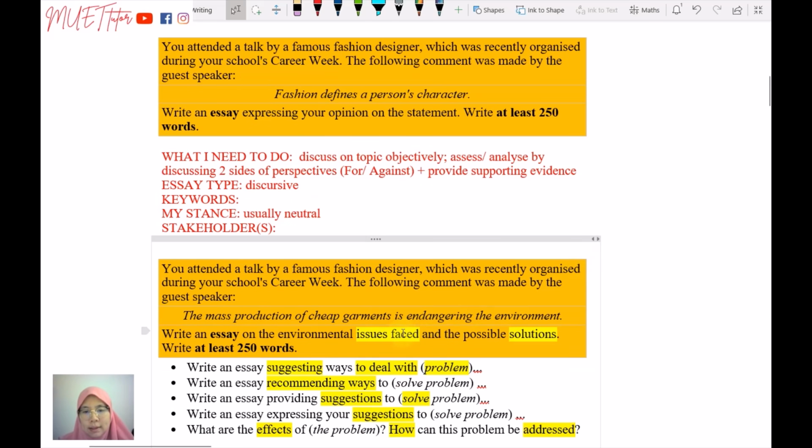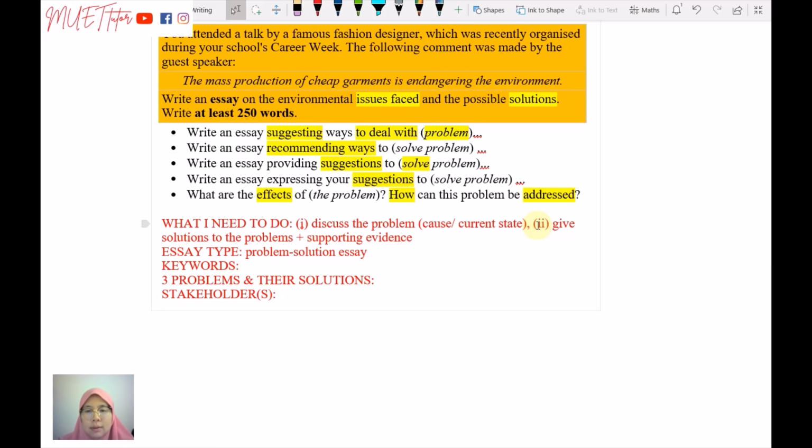When the question contains words like issues faced, solutions, suggesting ways to deal with some problem or recommend ways, suggestions, effects, and how can this problem be addressed, you are actually asked to do 1, discuss the problems, where you write about what caused the problem and about the current state of the problem. 2nd, give solutions to the problems, where you have to give sensible and convincing arguments or evidence to support your proposed solutions. So for this type of question, you're asked to write a problem solution essay.